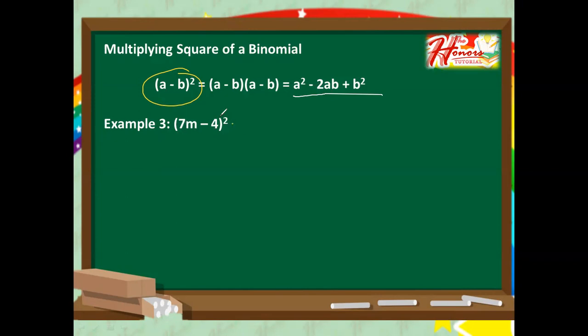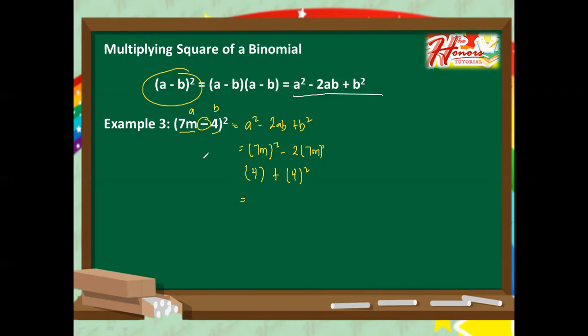So let's have the pattern. But before that, I want you to identify which is A and B. So A is the first term, B is the second term. Please don't mind the operation, just get 7m and 4. So this is A squared minus 2ab plus B squared. So A is 7m. So we have here the quantity of 7m raised to 2 minus 2 times the quantity of A. So that's 7m times, let me just write it here, 4 plus 4 raised to 2.